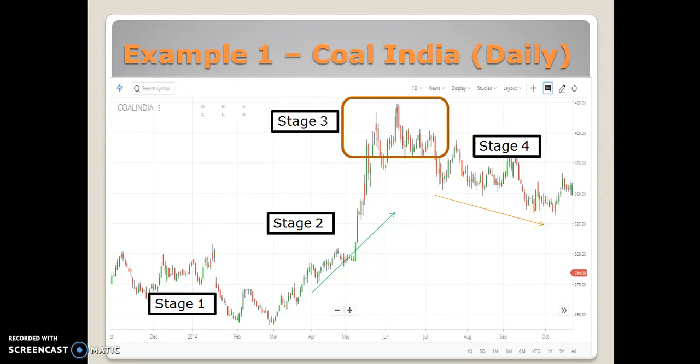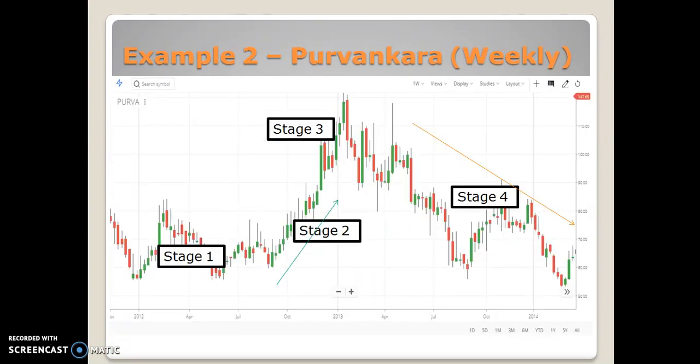Let's go to the next example. This is a weekly chart of Purvankara. From end of 2011 till August 2012, we see the counter is consolidating. This is the phase I'm referring to here. Clearly, the breakout happens during September-October and the stock goes to stage 2 over here.